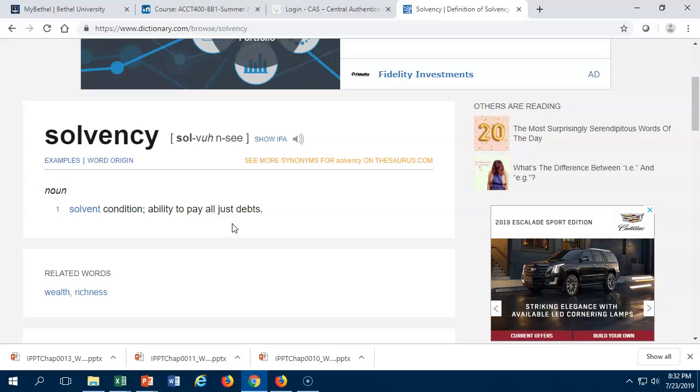Number 3. Give 2 examples of cash receipts and 2 examples of cash payments that fit into each of the following classifications: operating activities, investing activities, and financing activities.